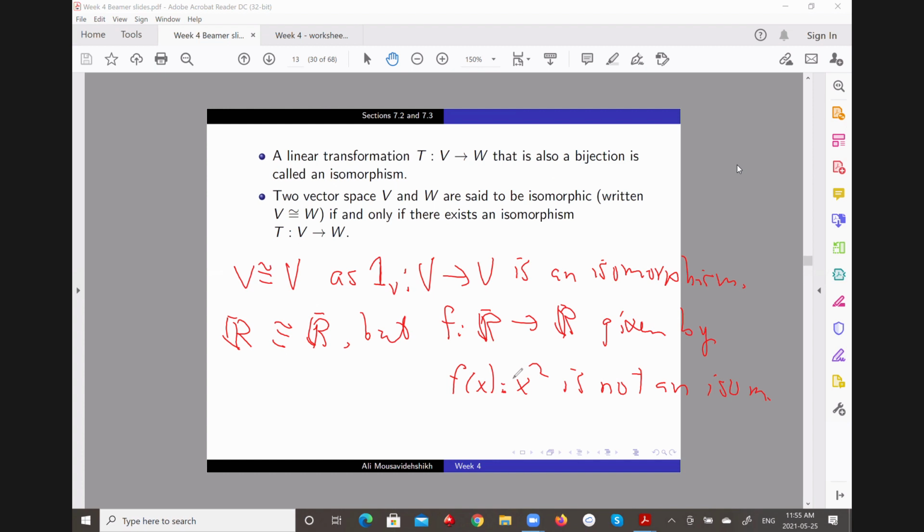But R is isomorphic to R because there exists an isomorphism between R and R, namely the identity being one of them. So this word exists, you should really pay attention to it. It's telling you there's at least one isomorphism. So what does it mean when I say two spaces are not isomorphic, do you think?